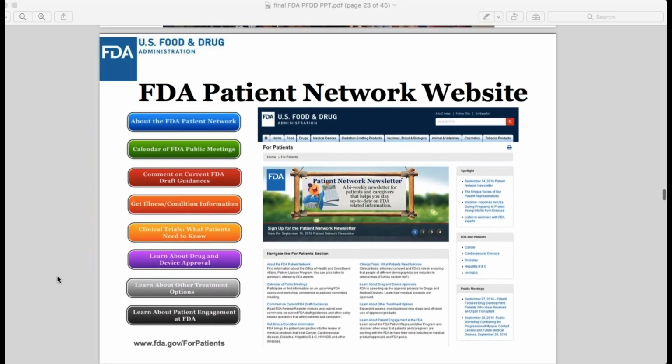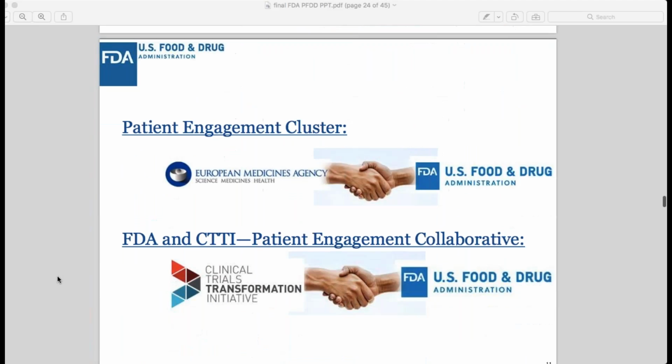So a few years back, what came as outgrowth of the program is the FDA Patient Network. It's a website geared for patients, and it highlights ways that patients can get involved. On the site, you can learn about drug and device approval process, upcoming agency-sponsored meetings, webinars, clinicaltrials.gov, and about other treatment options. And you can subscribe to our Patient Network newsletter by going to the website www.fda.gov/for-patients found on the slide. Next slide.